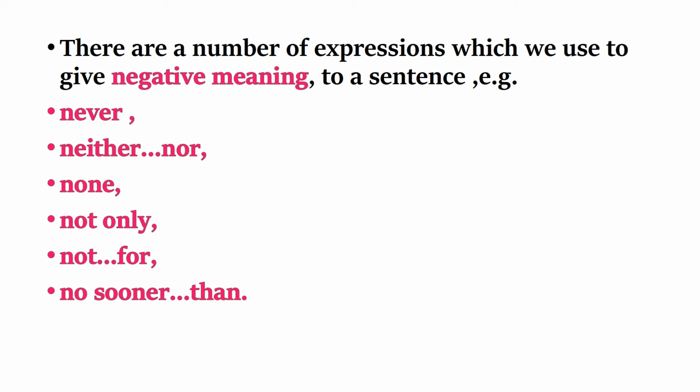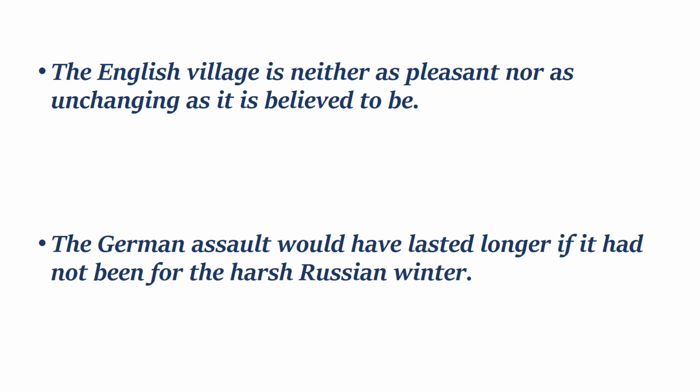There are a number of expressions which we use to give negative meaning to a sentence, for example, never, neither nor, none, not only, not for, no sooner than. Examples. The English village is neither as pleasant nor as unchanging as it is believed to be. The German assault would have lasted longer if it had not been for the harsh Russian winter.